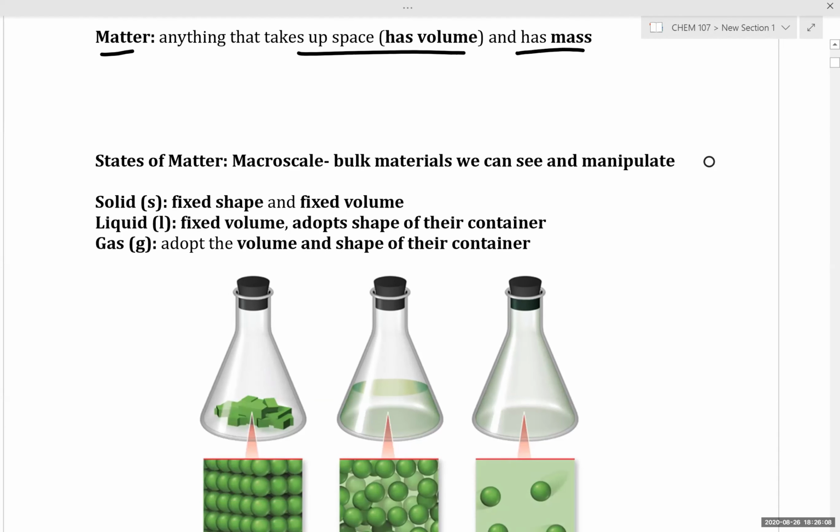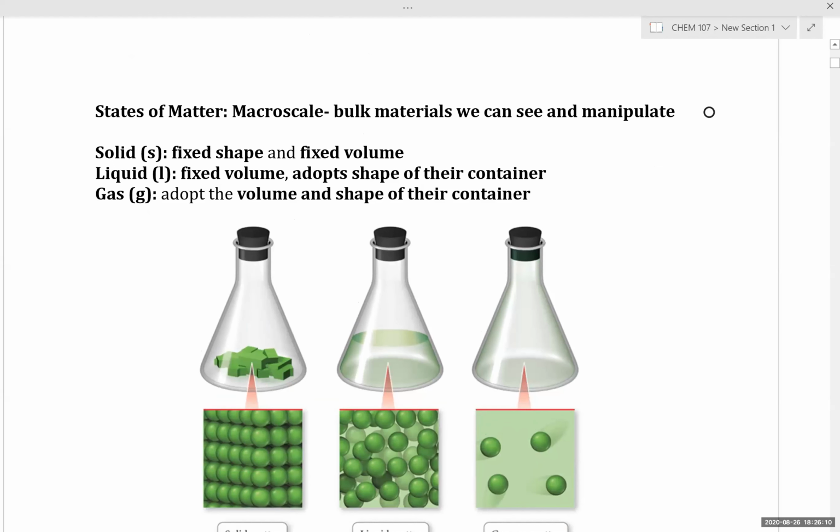So for the states of matter, let's look at things first from the macro scale perspective. These are materials that we can see and manipulate. So intuitively, when we think about solids, like a table, what we notice is that they generally have a fixed shape and a fixed volume.